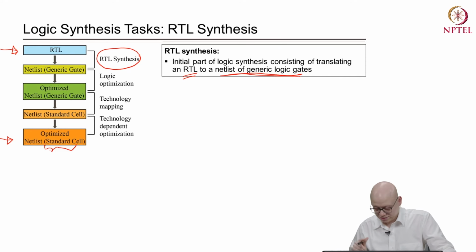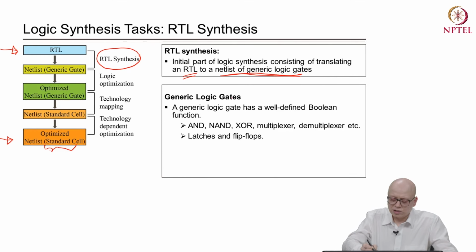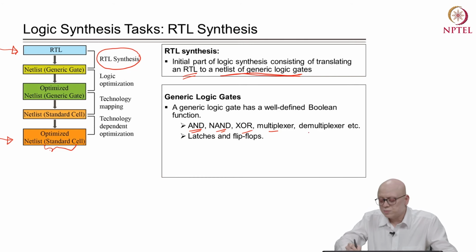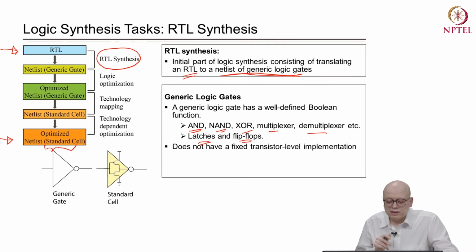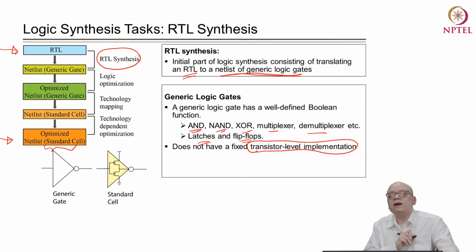Now, what are generic logic gates? Generic logic gates have a well-defined functionality or Boolean function. For example, there can be a generic logic gate for an inverter, an AND gate, a NAND gate, XOR, multiplier, multiplexer, demultiplexer, and such simple combinational elements, or it can be latches or flip-flops, which are sequential elements. But the generic logic gate will not have a fixed transistor level implementation. It just defines the logic or Boolean function for a given circuit.